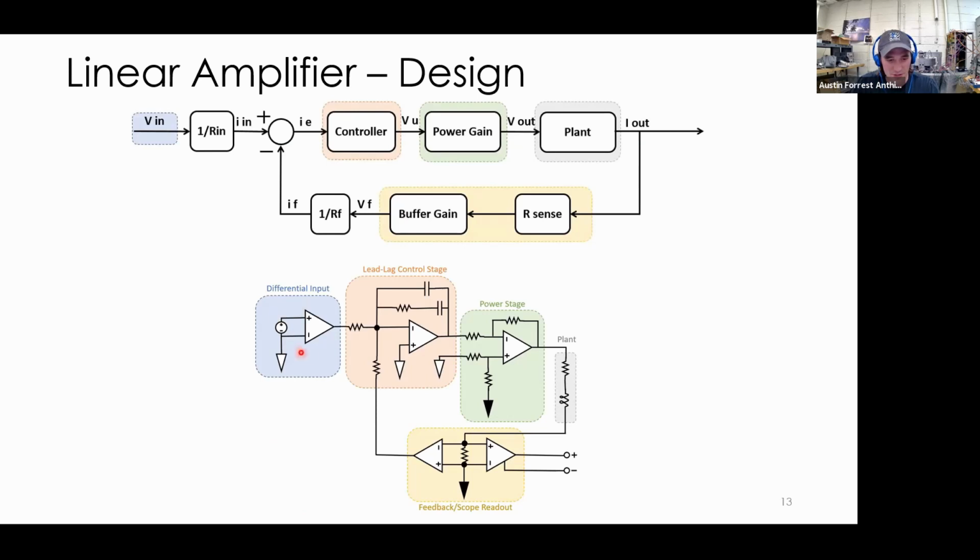We have a differential input to avoid different grounding situations. You can also see here, there's a different color I put for these grounds and these. There's a control plane that is powered by plus or minus 10 or so volts. And then there's a power stage, which is powered by the voltage needed to drive current through the coils, designed for plus or minus 45 volts, but we ended up using less than that.